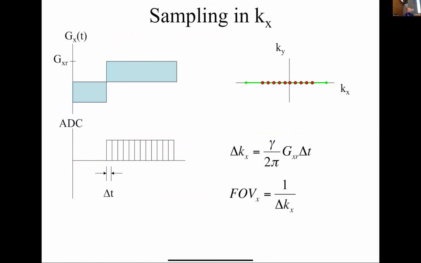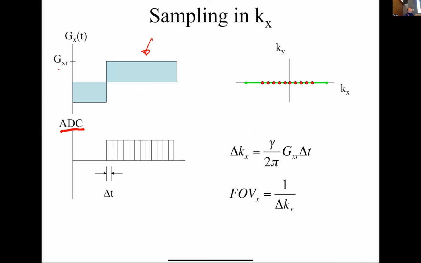So basically, during this period while this gradient is on, we're moving across k-space. The signal is coming in as we're zooming across k-space. As it's coming in, we're going to sample that signal every delta t. That is shown by this ADC. It takes the average signal every delta t and converts that to a digital number.